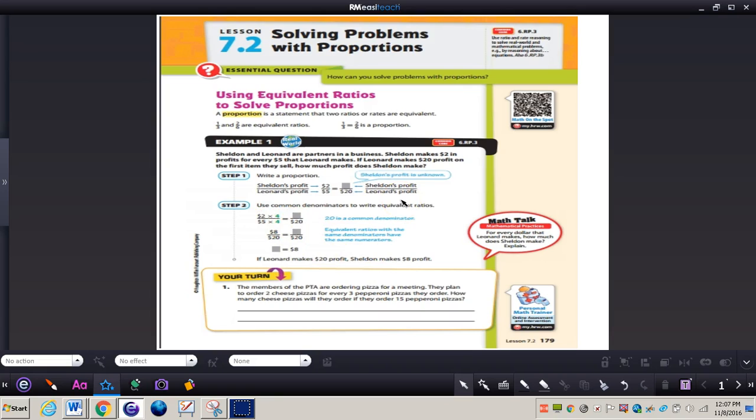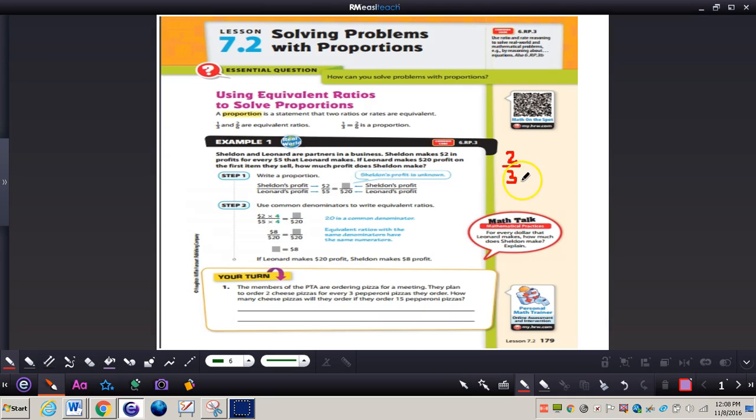So let's take a look at number 1. We'll do this together. It says the members of the PTA are ordering pizza for a meeting. They plan to order 2 cheese pizzas for every 3 pepperoni pizzas they order. So right away, we know the ratio cheese to pepperoni, and I'll do this off on the side, and you can do this in your math journal, is 2 to 3. It says how many cheese pizzas will they order if they order 15 pepperoni pizzas? So we know that the ratio is 2 to 3, 2 cheese pizzas for every 3 pepperoni.